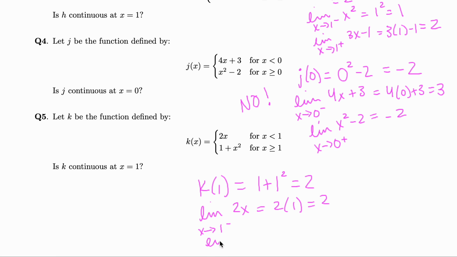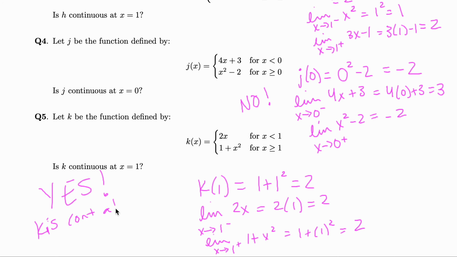Now, let's go ahead and check our limit as x approaches 1 from the right. So that will be defined by our bottom function rule, or our second function rule, which is 1 plus x squared, which is going to give us 1 plus 1, which is 2. So finally, we got an example where we would say, yes, k is continuous at x equals 1 because k of 1 equals the limit as x approaches 1 from the left equals the limit as x approaches 1 from the right.